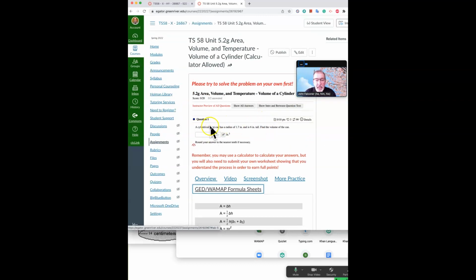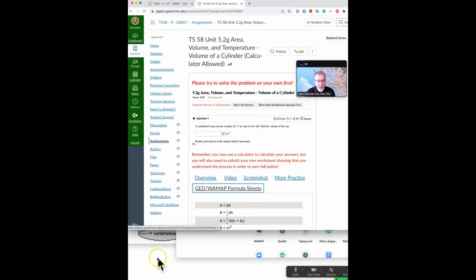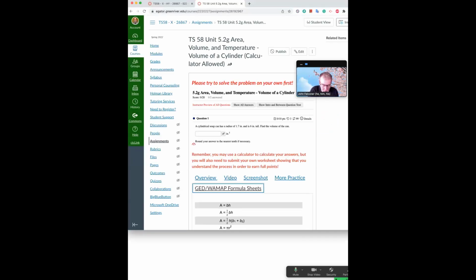A cylindrical soup can has a radius of 1.7 inches and is 6 inches tall. Find the volume of the can. Okay, so let's see if I can remember what I just looked at. All right, so we've got a 1.7 inch radius and 6 inch height. So they do kind of tuck things away. 6 inches tall, you'll need to know that that is the height, and 1.7 inches is the radius.